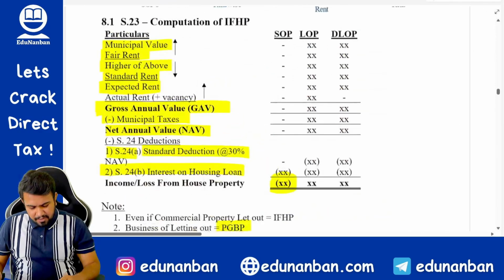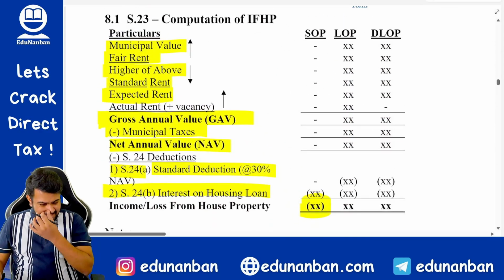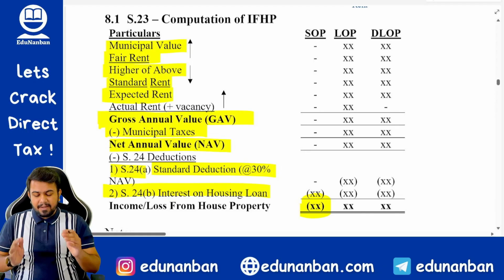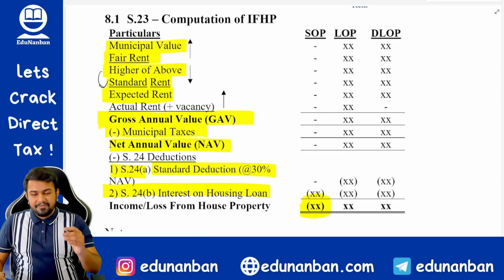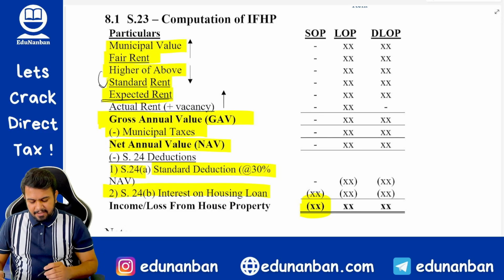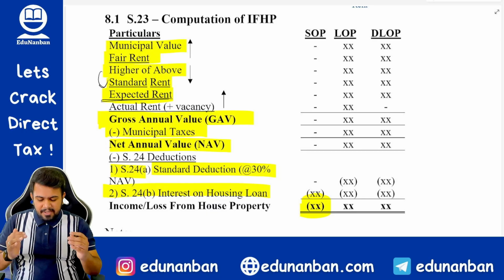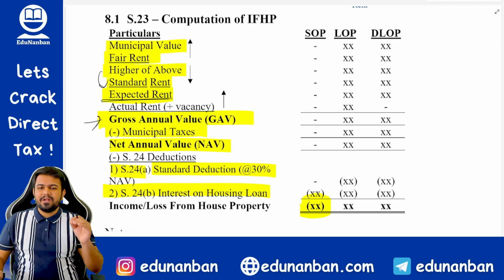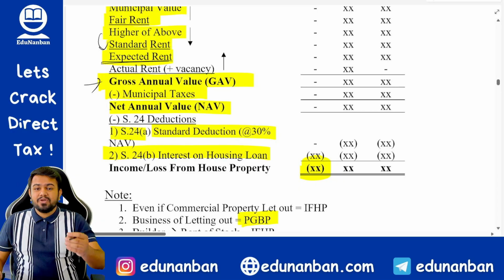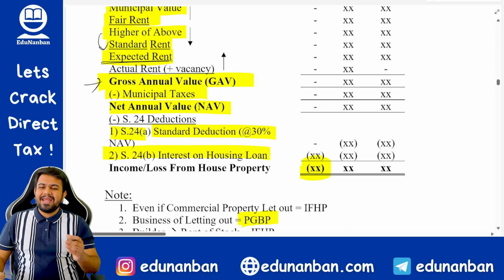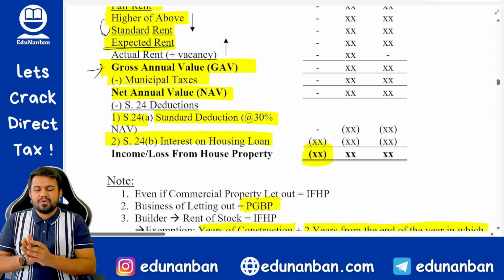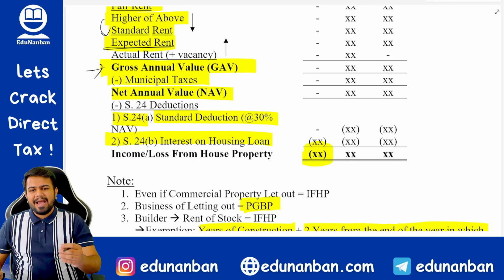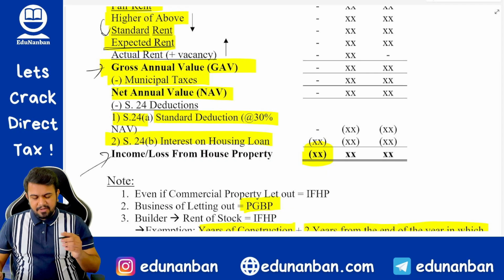To compute income from house property, there are certain steps. What are the steps? First, you have to compare municipal value and fair rent. Whichever is higher, you have to compare it with the standard rent. Whichever is lower among them will be called the expected rent. This expected rent you have to compare with the actual rent and you will get the GAV, or gross annual value. From this GAV, you can reduce municipal taxes and you will get the NAV, that is net annual value. From net annual value, you can further reduce section 24A standard deduction of 30% and section 24B interest on housing loan. And lastly, you will get income or loss from house property.